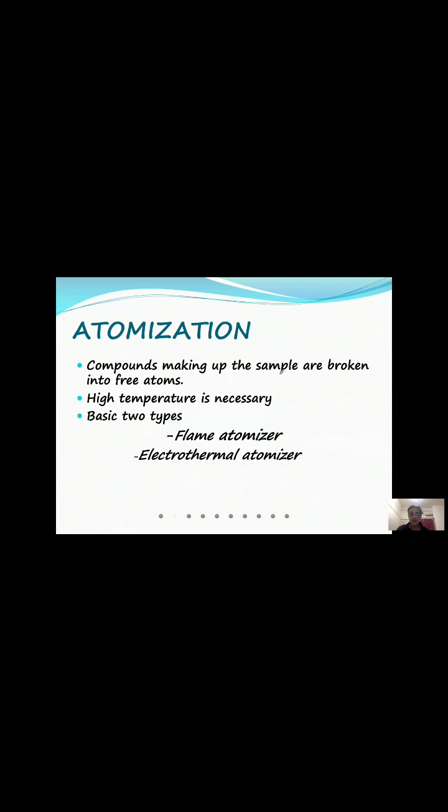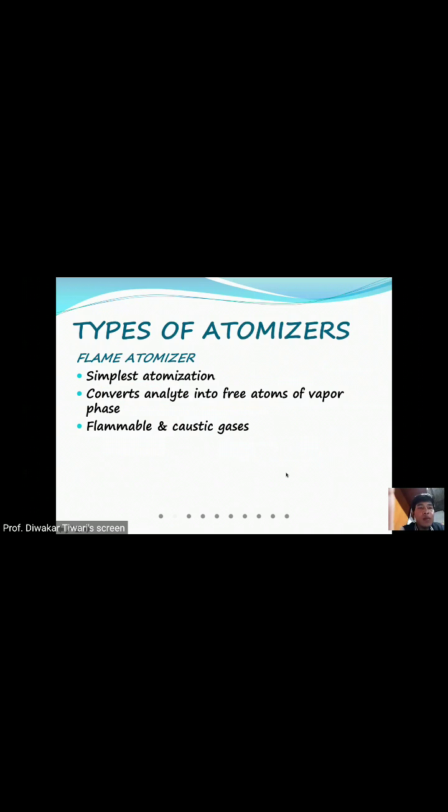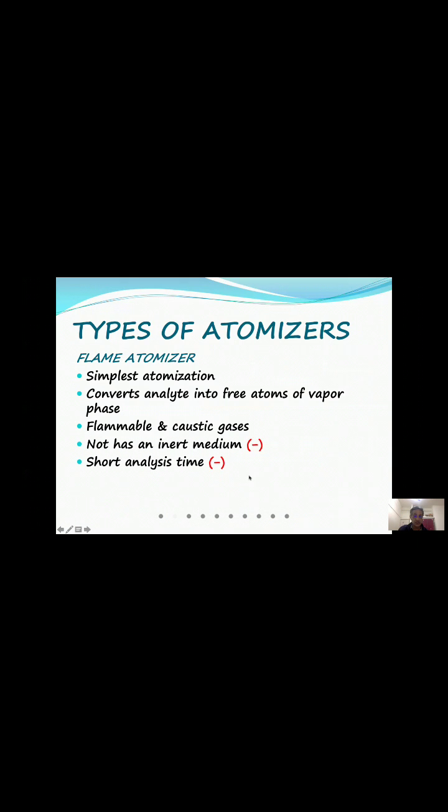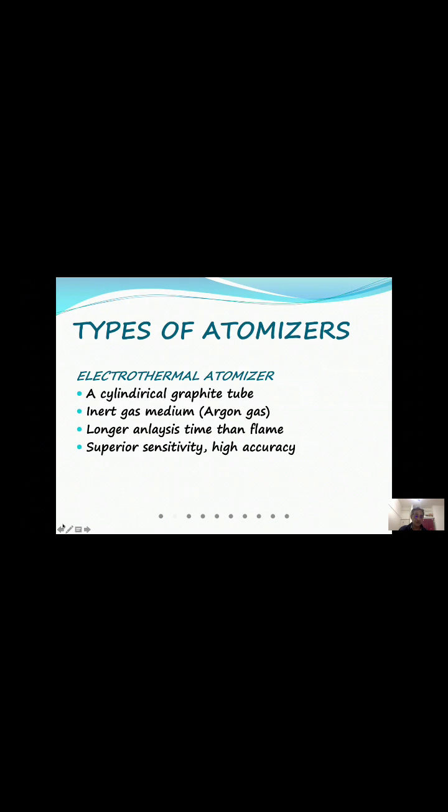Compounds making up the sample are broken into free atoms. High temperature is necessary. There are basically two types: the flame atomizer or the electrothermal atomizer. Either way can be used, but the very common one is flame atomization, where we atomize the sample at high temperature. Types of atomizer: the simplest atomizer converts analyte into free atoms in the vapor phase, using flammable caustic gases in an inert medium, with short analysis time. These are some of the advantages.